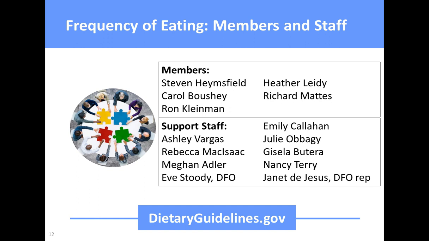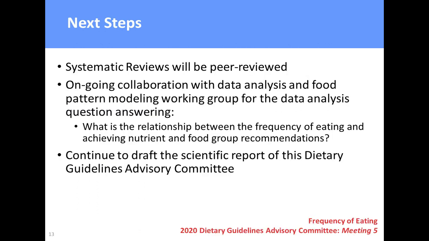So that's our report. We've done a draft document of our chapter, and again, I want to thank everybody for their contributions. And the next step, obviously, is that these reviews will be peer-reviewed. We have ongoing collaboration, as I mentioned earlier, with the Data Analysis and Food Pattern Modeling Working Group for the question, what is the relationship between the frequency of eating and achieving nutrient and food group recommendations? And Reagan Bailey presented some very interesting findings this morning, which will definitely enhance our report. And finally, we need to continue to draft the scientific report of our project. Thanks very much.